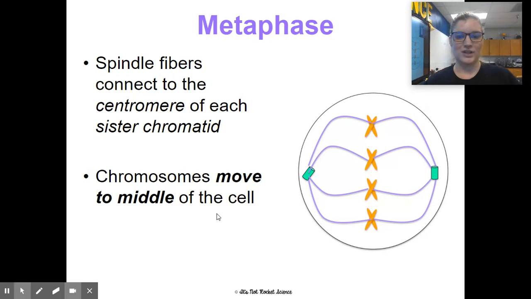So your chromosomes are going to move to the middle of the cell and line up along the middle. And this is what's going to allow them to split nice and evenly. And this is why it's called the meet in the middle phase.